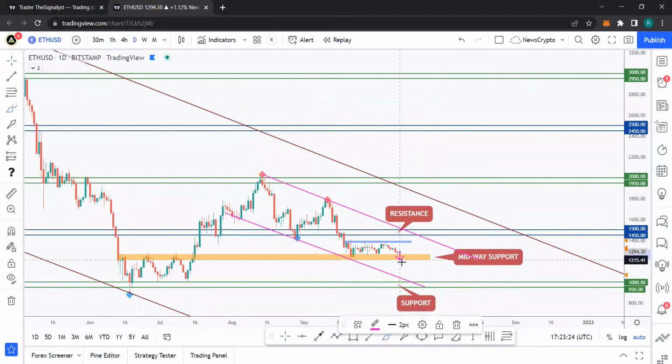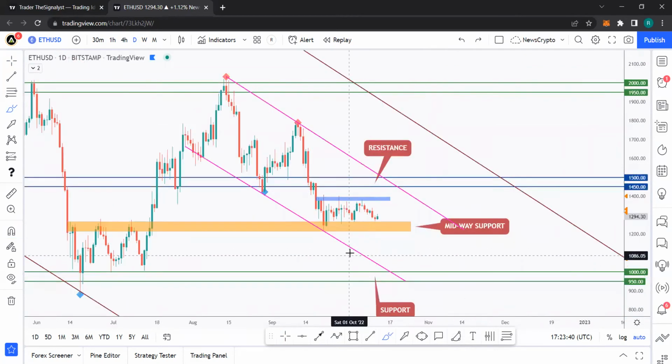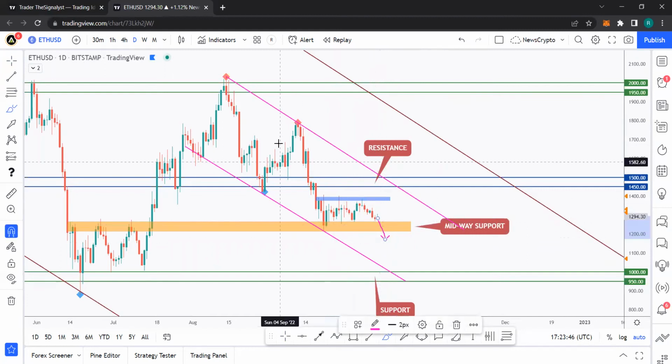So if we break below the 1250 on the daily, of course, we'll be expecting further bearish movement till around 1K, where we'll be looking for buy setups. Of course, unless it's broken down, and then it wouldn't be good for Ethereum. But let's take it step by step. For now, we can still reject this little area unless broken down.